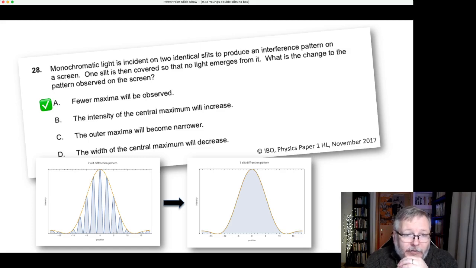The intensity of the central maximum, that's one I would say is true, but it's always worthwhile looking at the others just to double check. So does the intensity of the central maximum increase? No, it does not. It actually is the same, the peak intensity. The outer maxima will become narrower? No, they don't. They become wider as you go from two to one slit. And the width of the central maximum will decrease? No, in fact, it increases. It goes from the narrow two slit interference pattern to the much wider one slit diffraction pattern. Okay, so that's one multiple choice.